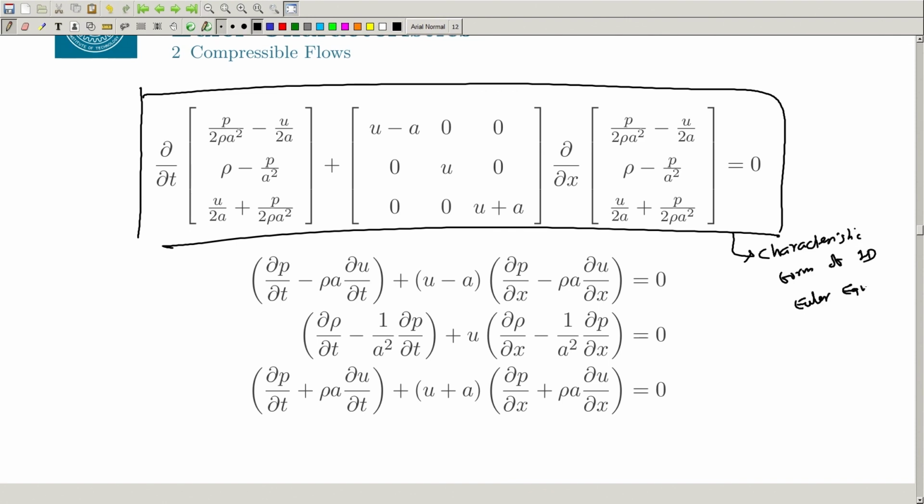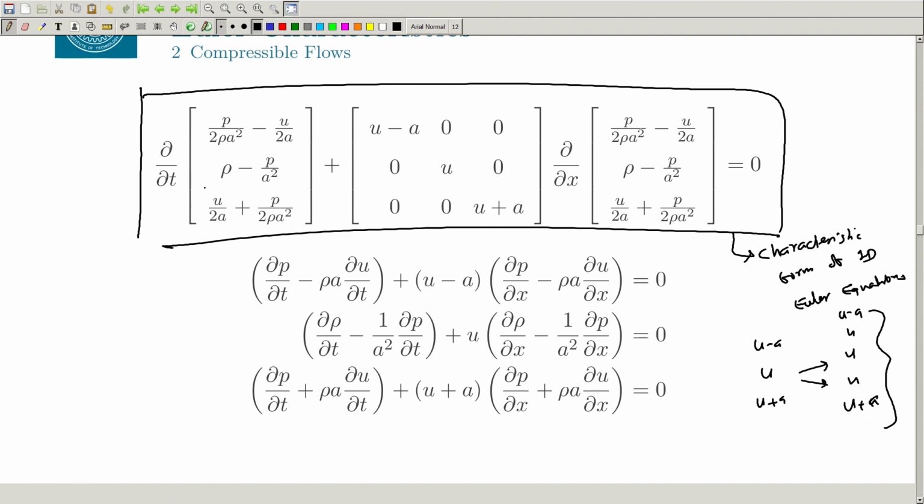If you go to 3D, right now we have 3 waves, traveling with speeds u minus a, u and u plus a. These are basically entropy waves, acoustic waves, and so on. In 3D, you will have 2 more, which will be basically u and u. So, you will have u minus a, u, u, u, and u plus a. So, if it is 3D, there are 5 waves.